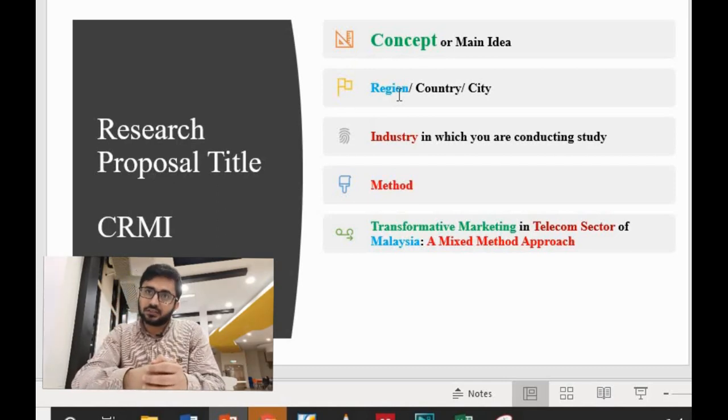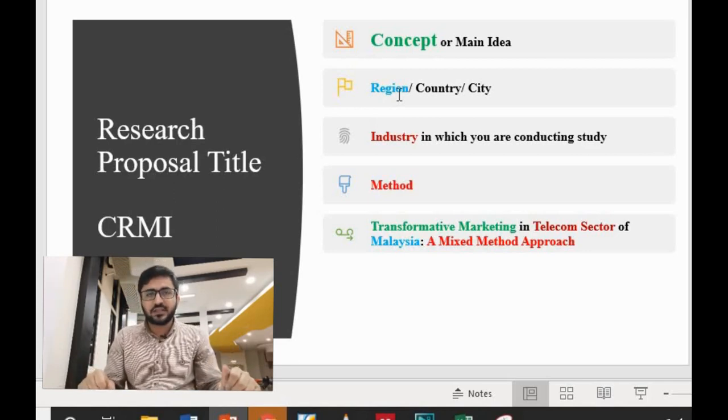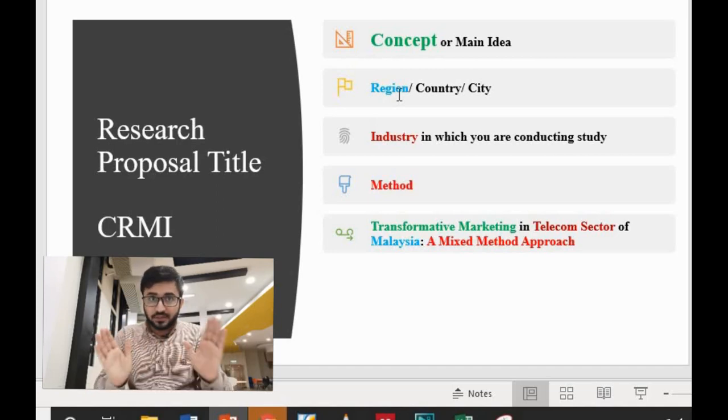And the fourth thing is the method. Some people say do not mention it, but I believe in mentioning it at the research proposal stage, because if you mention these four things, it means that your research proposal is very clear, you are at least clear on all the basic things.